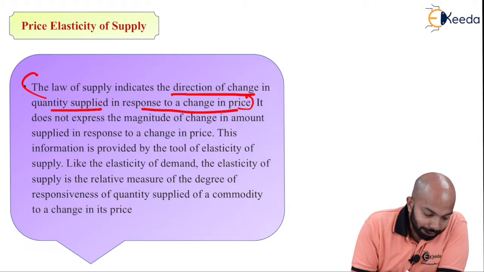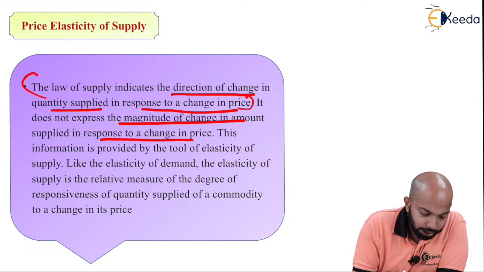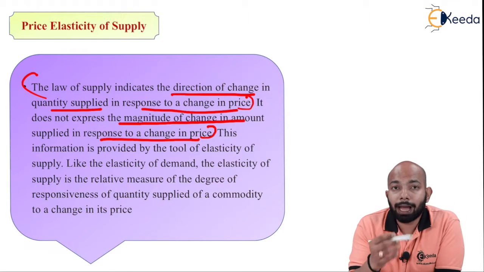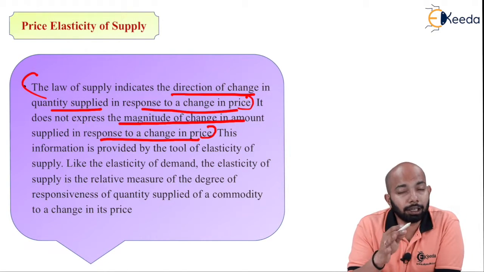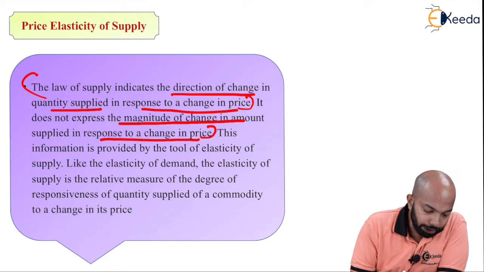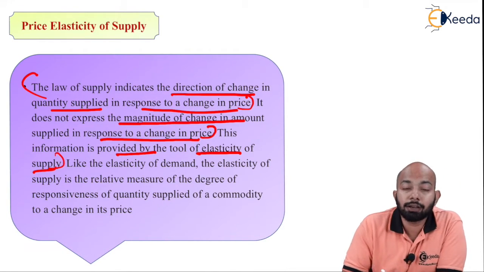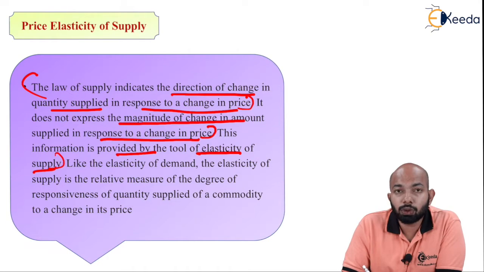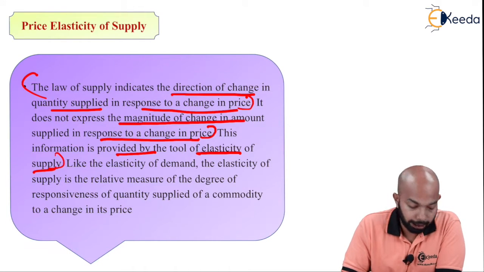It does not express the magnitude of change in the amount supplied in response to the change in price. It doesn't reflect the magnitude. In what magnitude it is changing, it won't reflect that, it will only say that this has been done or this is going further. Now this information is provided by the tool of elasticity of supply. How is this information provided? With the usage of the tool of elasticity of supply.